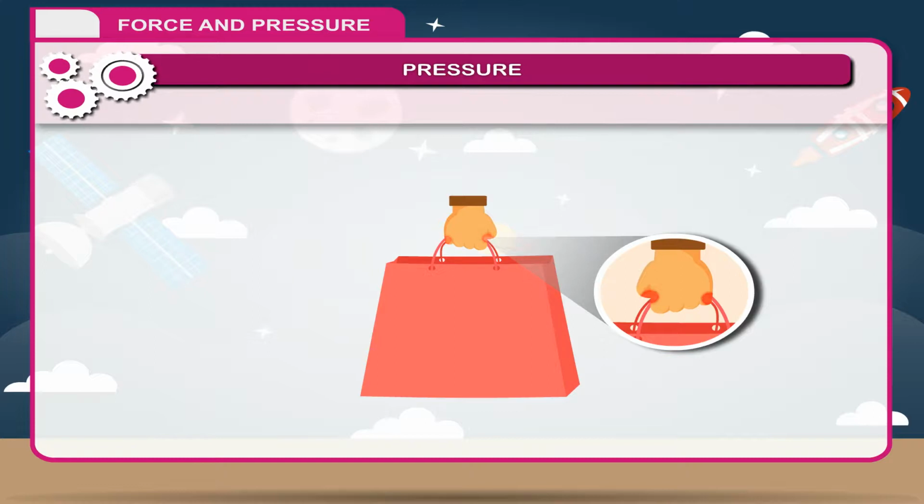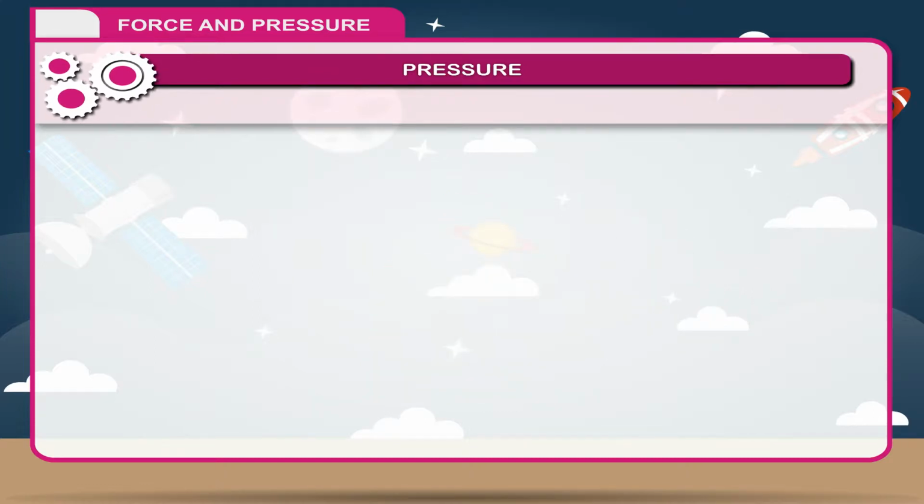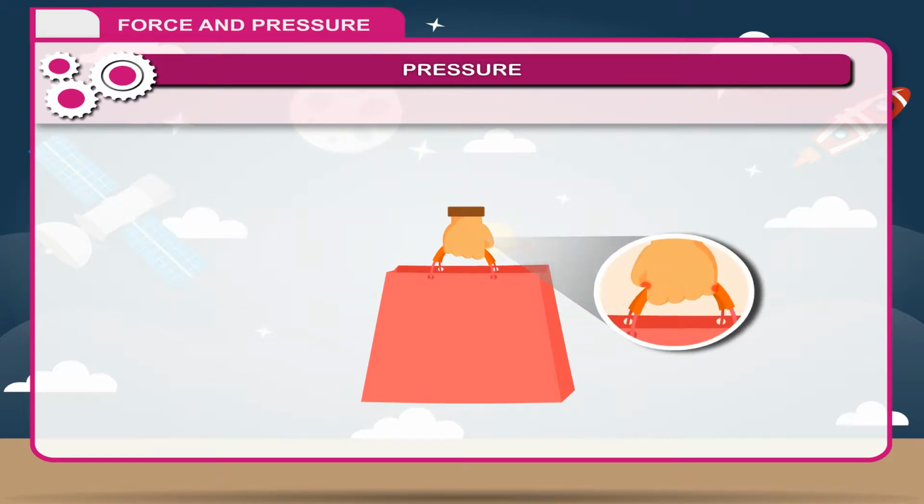The force or the weight of the packet is the same in each case. However, because the string is thin, the area of contact with your hand is very small. This means that the pressure is very large. The handle covers a much greater area of your hand. So, the pressure is less.